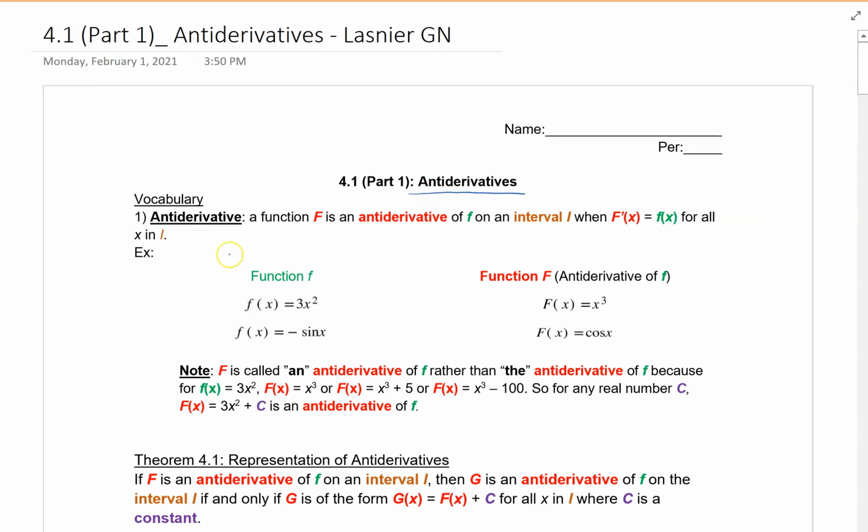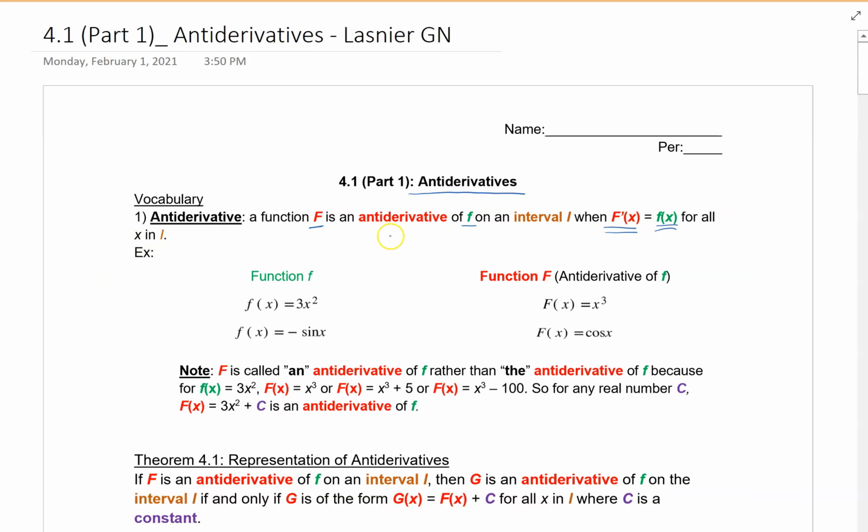Well, this definition from our textbook basically says that, let's say you have a function f. We say that f is an antiderivative of another function. I'm using uppercase F for the antiderivative and lowercase f for the other function. So uppercase F is an antiderivative of lowercase f on an interval if the derivative of uppercase F is equal to lowercase f for all values of x in that particular interval.